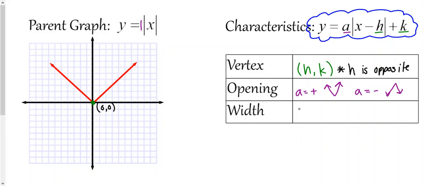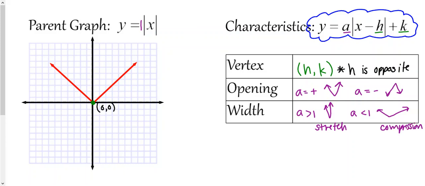Width also comes from the letter a, and that's if a is greater than 1, you're going to have a skinnier graph. And if a is less than 1, so if it's a fraction, you're going to have a flatter graph. These are also examples of stretch and compression when we talked about transformations.